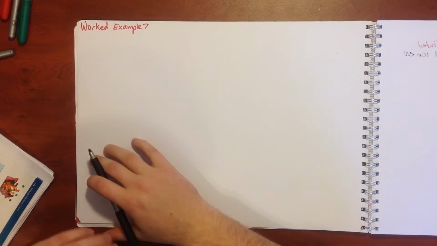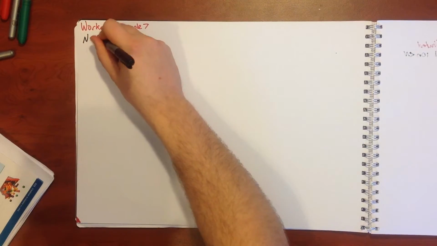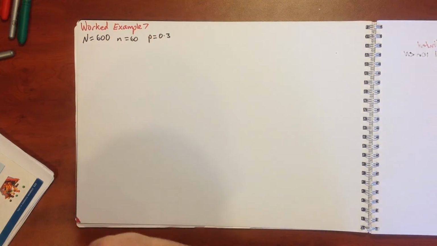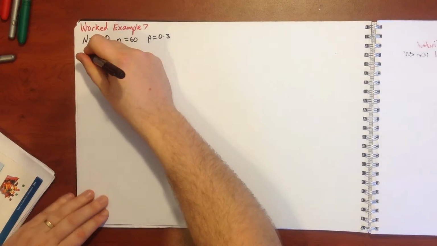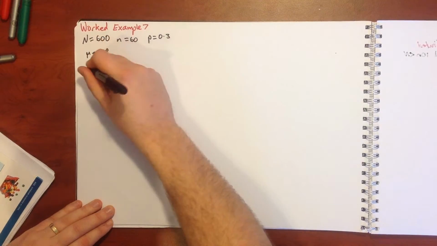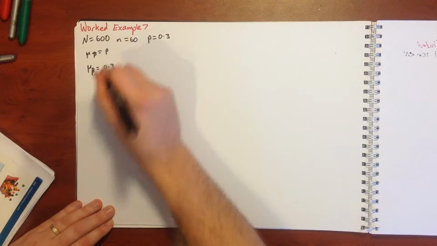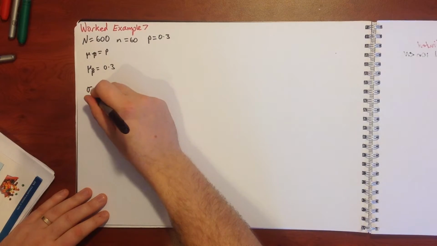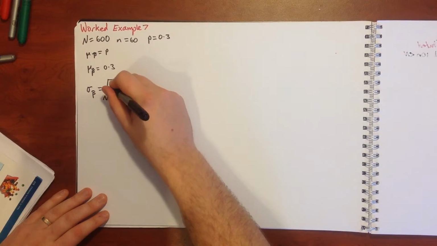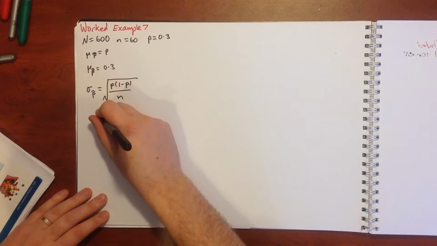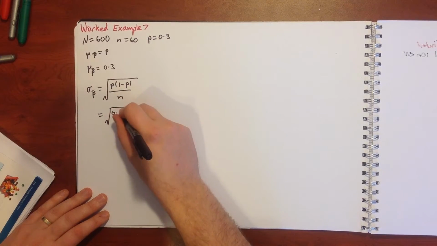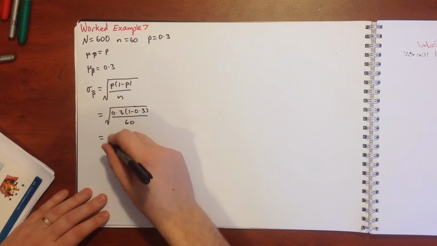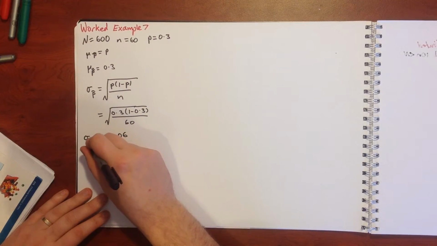Have a look at worked example 7. If capital N is 600, so our population is 600, and our sample is 60, and our p is 0.3, find the mean of the distribution. Well, mu of p hat equals p, so our mean is equal to 0.3. For part B, find the standard deviation of the distribution correct to 2 decimal places. Well, sigma of p hat equals the square root of p times (1 minus p) over n. So that's the square root of 0.3 times (1 minus 0.3) over 60, which gives us 0.06. That would be our standard deviation for the distribution.